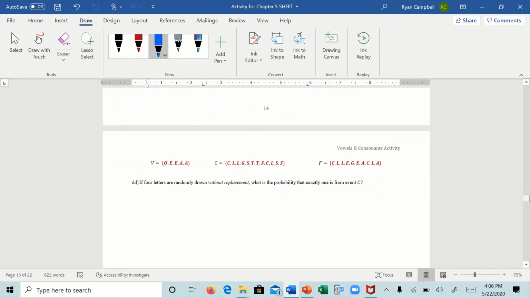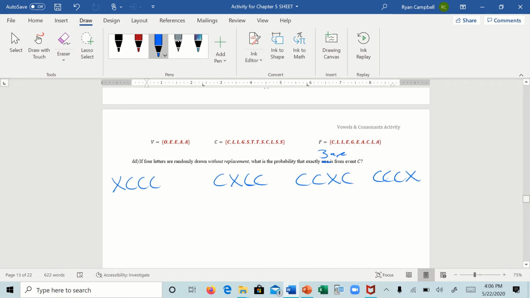All right, part D. If 4 letters are randomly drawn without replacement, what's the probability that exactly 3 are from event C? So again, we could say the first one is not from C, the second one is not in C, the third one's not a consonant, or the last one's not a consonant, right? All right, so if the first one's not in C, if it's not a consonant, then it has to be a vowel, right? There are 12 consonants, which means there are 5 vowels.